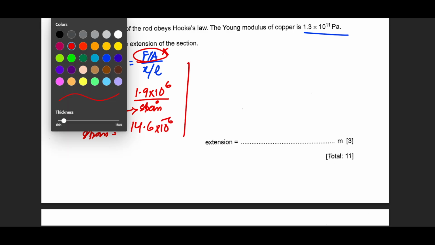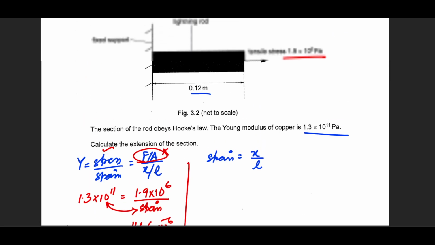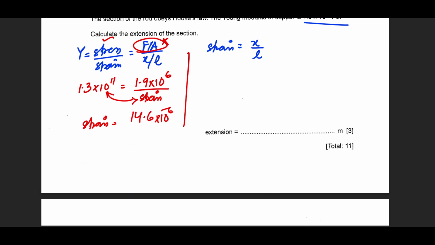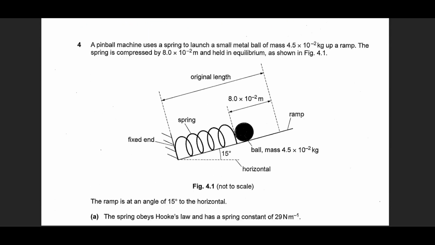Now we want to find out the change in length, or the extension. So just equate strain as the extension divided by original length. Do we have an original length? Yes, we do. That is 0.12. And we have the strain as well, so we can find the extension. So 14.6 into 10 raised to power minus 6 equals extension divided by 0.12. Take this over there to multiply. The extension comes out as 1.75 into 10 raised to power minus 6. So this becomes 1.8 to two significant figures, times 10 raised to power minus 6.